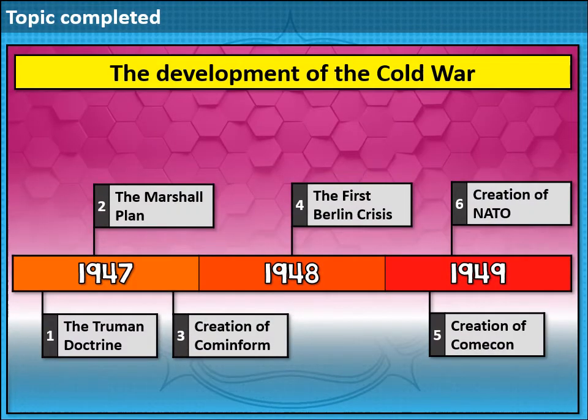So we've come to the end now of this theme, the development of the Cold War, and we've finished looking at these 6 key events on our timeline. In today's lesson, when we're practicing writing a narrative, we are going to focus on the First Berlin Crisis, which we studied a few lessons ago.